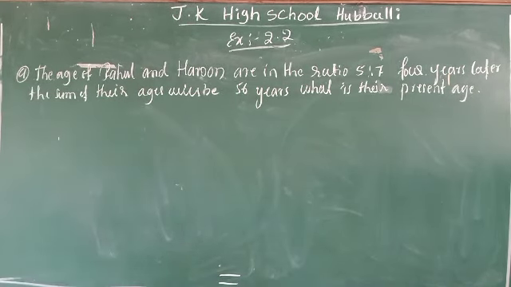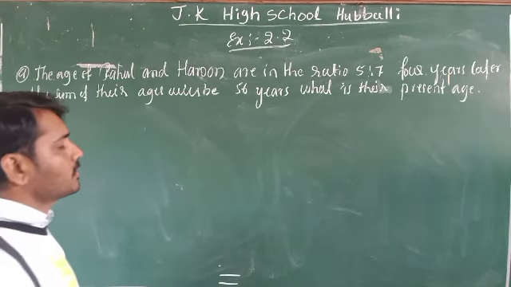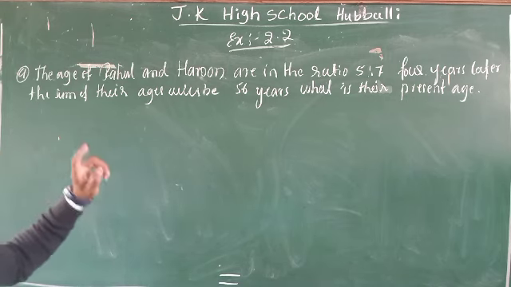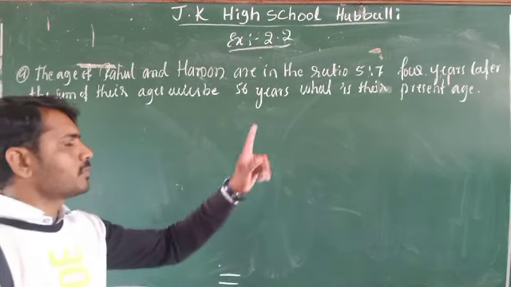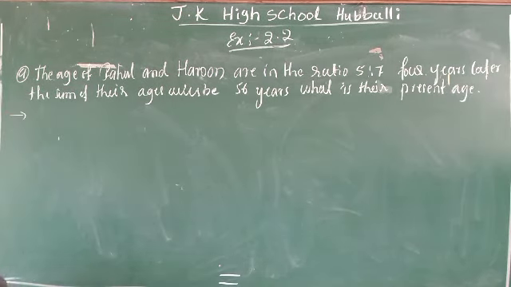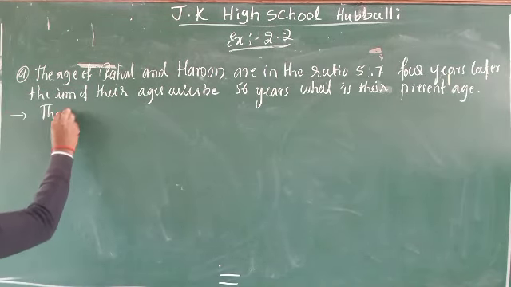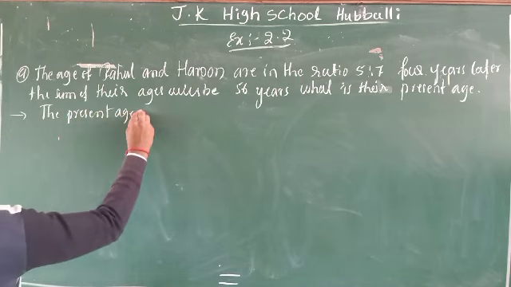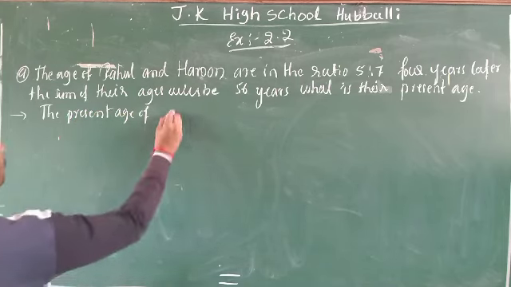So, I will read the question. The age of Rahul and Harun are in the ratio 5:7. After 4 years, the sum of their ages will be 56 years. What is their present age? Okay. Your answer is the present age of Rahul is 5x. Take 5x.